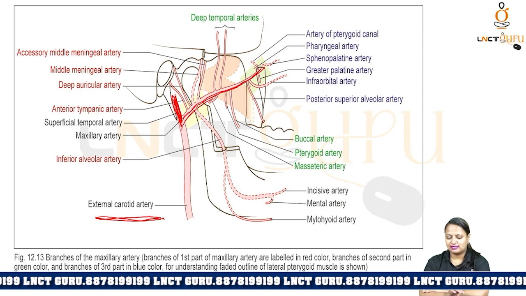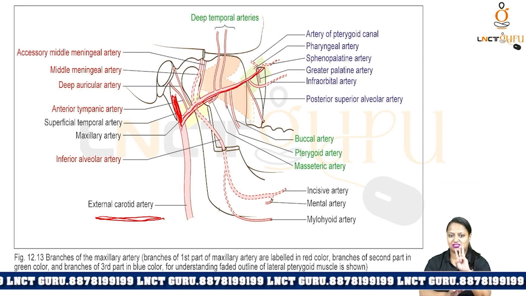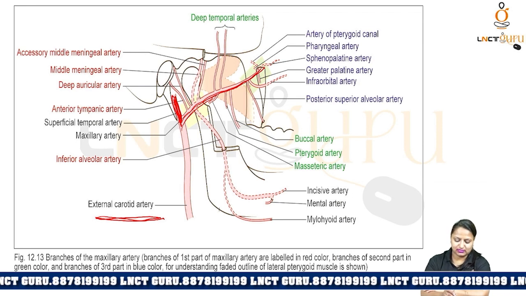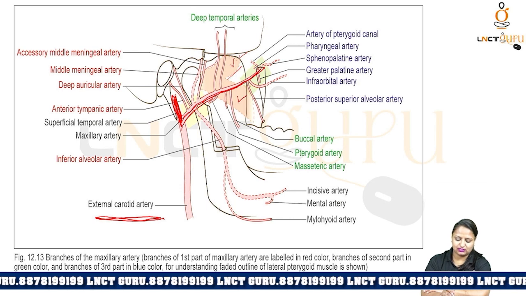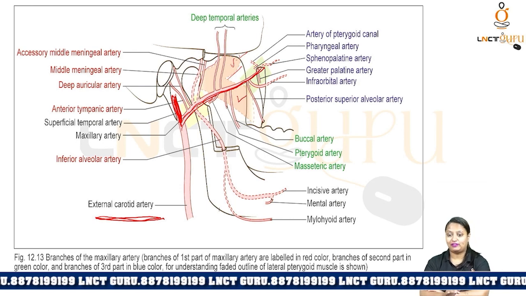So now this maxillary artery is divided into three parts, and with the help of this muscle, you can see here, this is lateral pterygoid muscle. This is the upper head of lateral pterygoid muscle, and this one is the lower head of lateral pterygoid muscle. So this artery is divided into three parts: first, second and third.